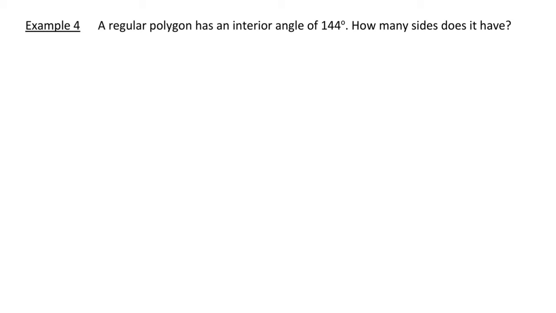Example 4: a regular polygon has an interior angle of 144. How many sides does it have? Our formula for connecting the number of sides and angles is that the exterior angle is 360 divided by the number of sides. We also know that the interior plus the exterior add up to 180 degrees.